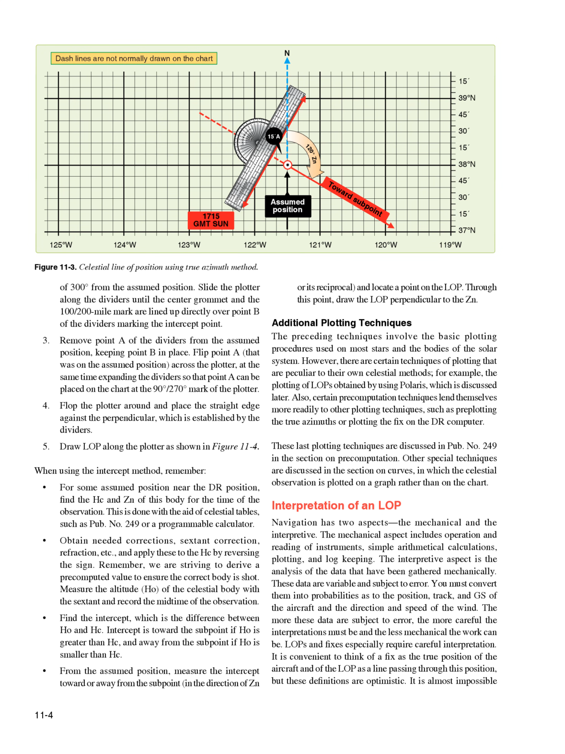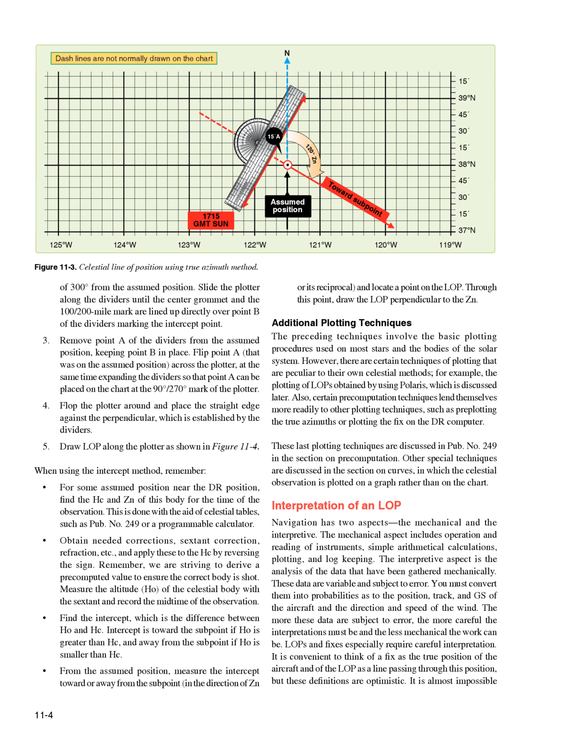Interpretation of LOPs. Navigation has two aspects, the mechanical and the interpretive. The mechanical aspect includes operation and reading of instruments, simple arithmetical calculations, plotting, and log keeping. The interpretive aspect is the analysis of the data that have been gathered mechanically. These data are variable and subject to error. You must convert them into probabilities as to the position, track, and groundspeed of the aircraft and the direction and speed of the wind. The more these data are subject to error, the more careful the interpretations must be and the less mechanical the work can be.